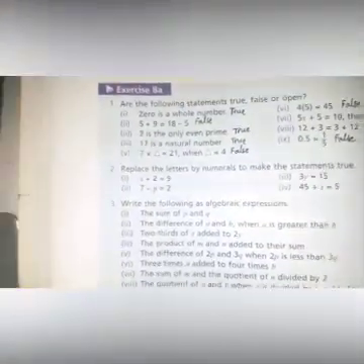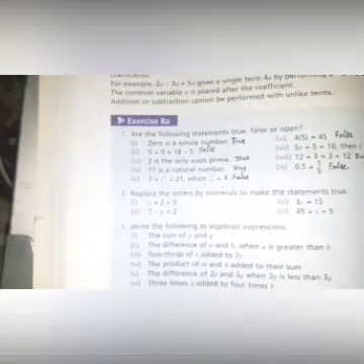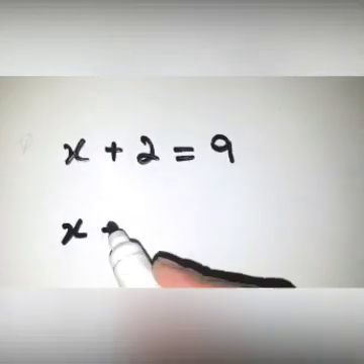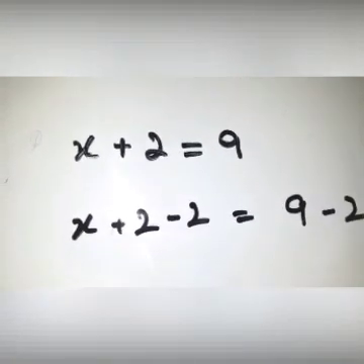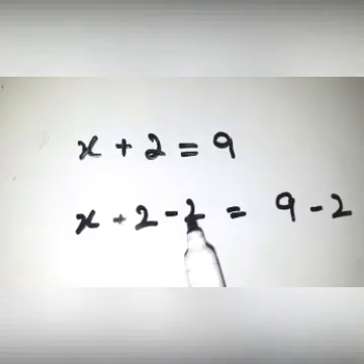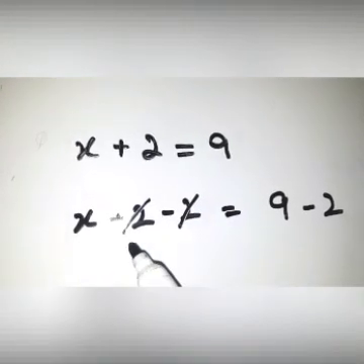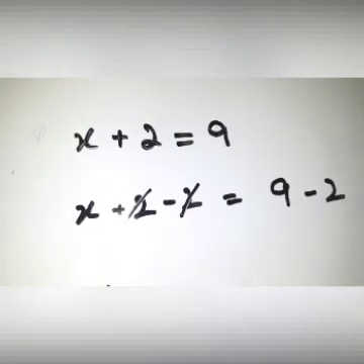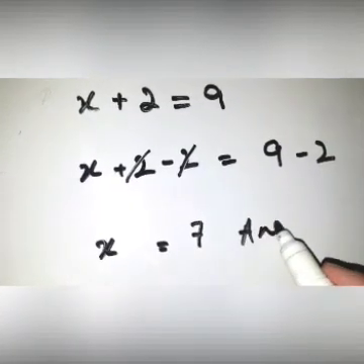Now part 2, replace the letters by numerals to make the statements true. Now you have x plus 2 is equal to. Now you have this question. Simply what will you do? Taking minus 2 from both sides. We will take minus 2 on both sides of the equal sign. So minus 2 plus 2 will be cancelled, or when you subtract this, the answer will be 0. So here only x will remain. 9 minus 2 is equal to 7.